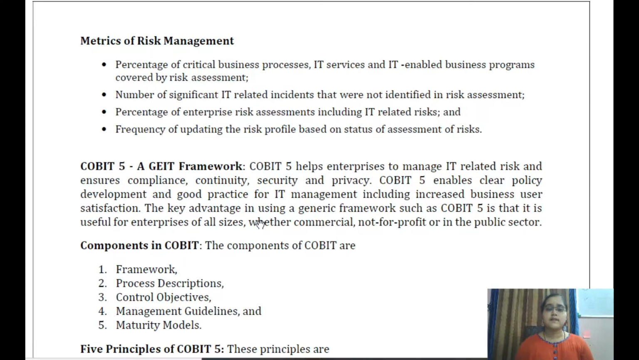and what are the different services and IT enabled programs that this risk management is trying to cover. Then the number of significant IT related incidents that were not identified by risk management. Suppose the organization has gone through a certain IT related incident and that was not guessed or identified in the risk assessment, what are these?